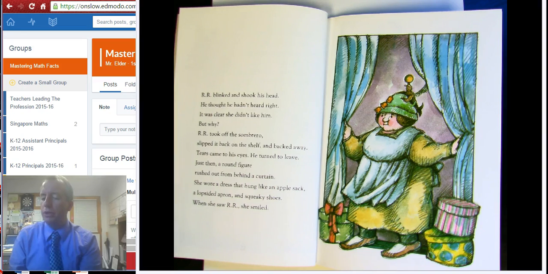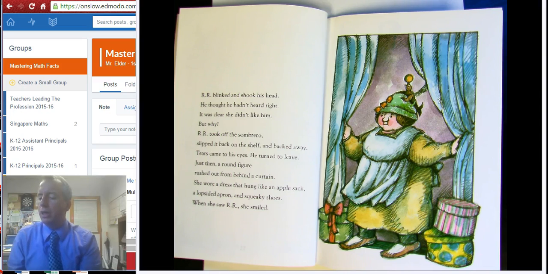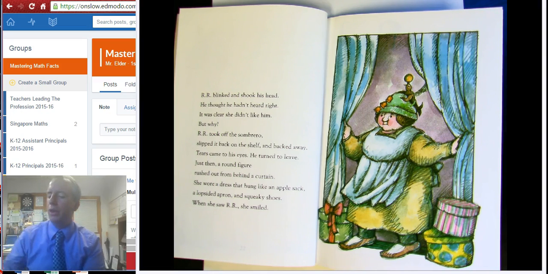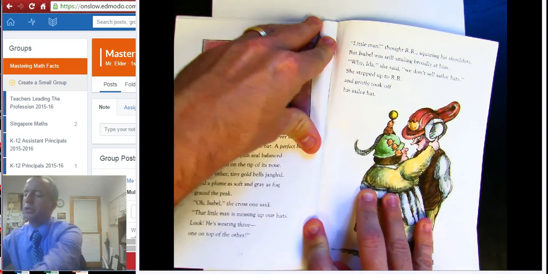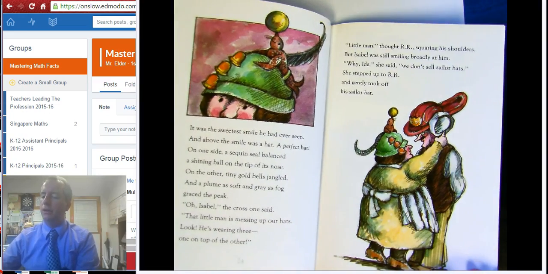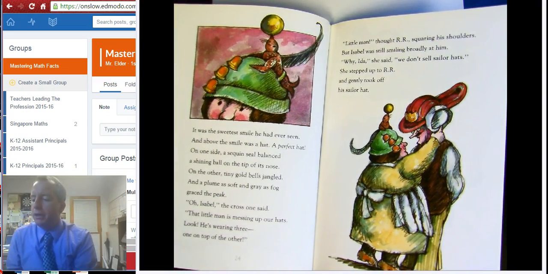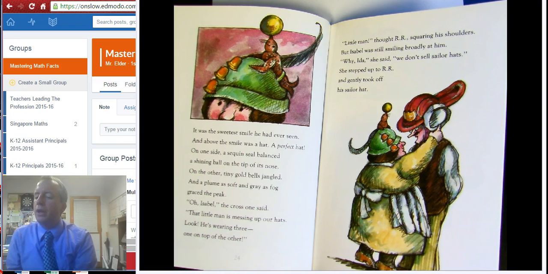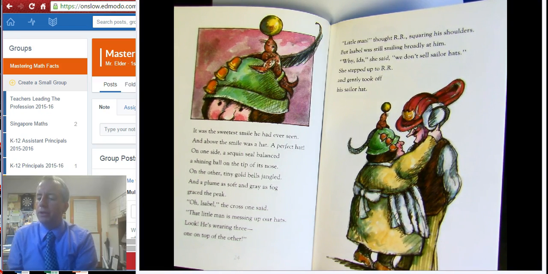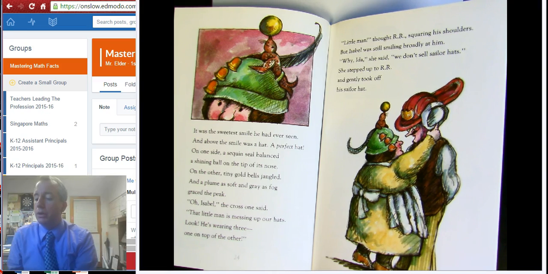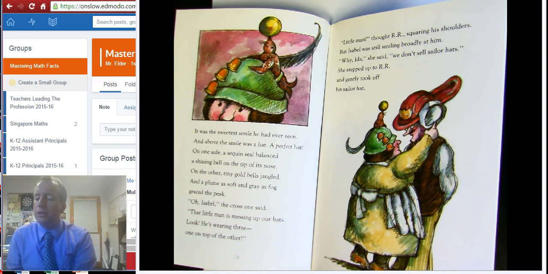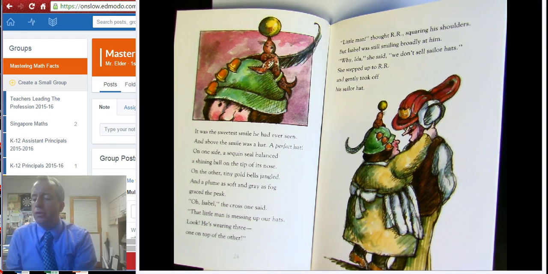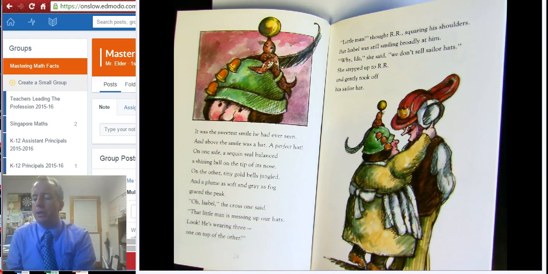Just then a round figure rushed out from behind a curtain. She wore a dress that hung like an apple sack, a lopsided apron, and squeaky shoes. And when she saw R.R., she smiled. It was the sweetest smile he had ever seen. And above that smile was a hat, a perfect hat. On one side a sequined seal balanced a shining ball on the tip of its nose, and on the other tiny gold bells jangled, and a plume as soft and gray as fog graced the peak.